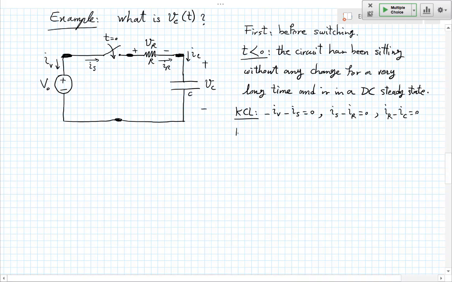How about KVL? I have just one loop. Can you guys write down the KVL for this? 20 seconds. Write down the KVL for this.